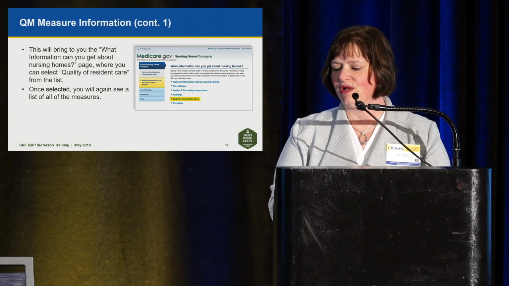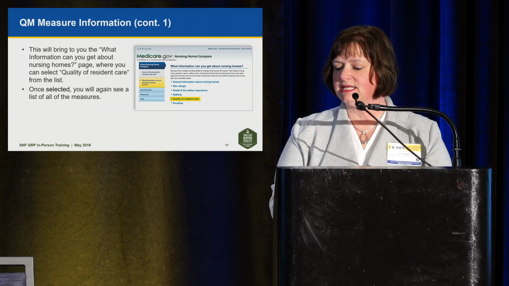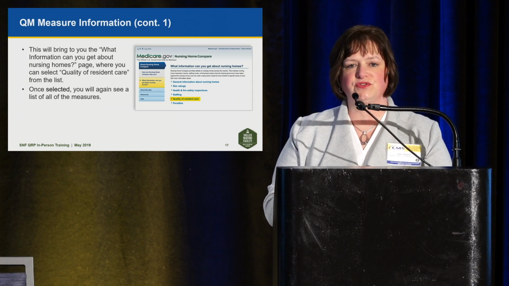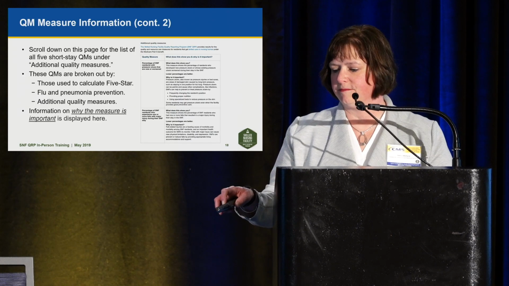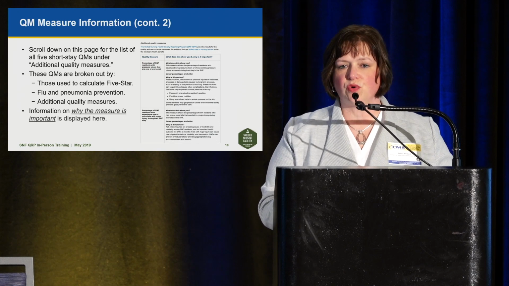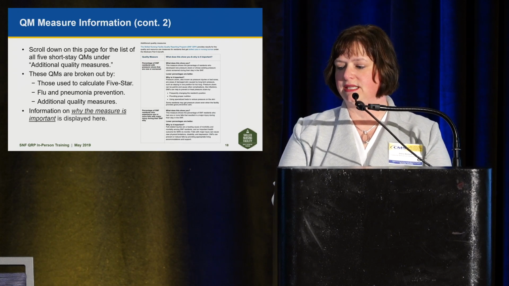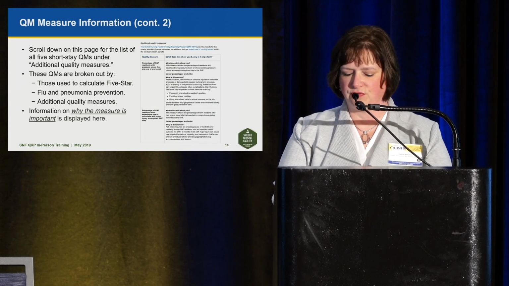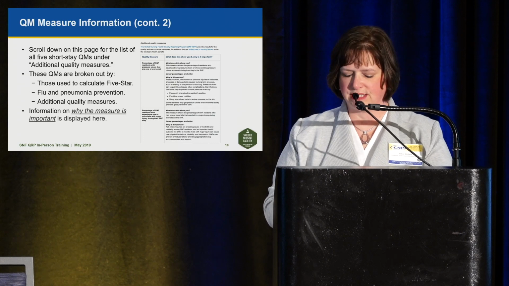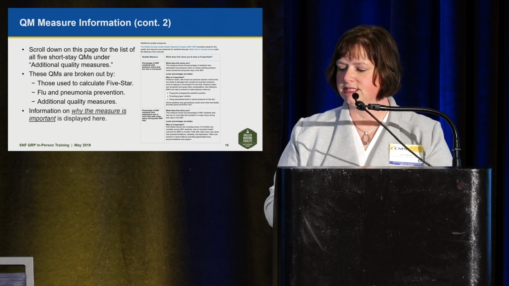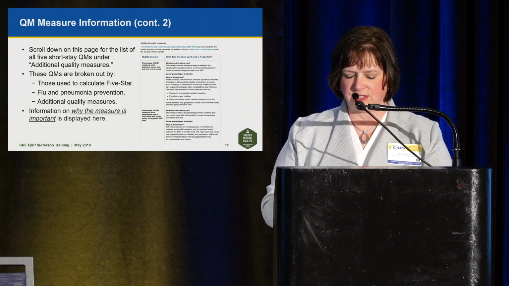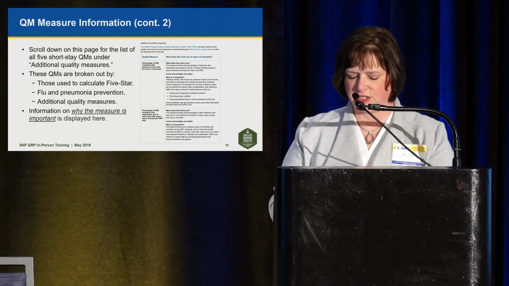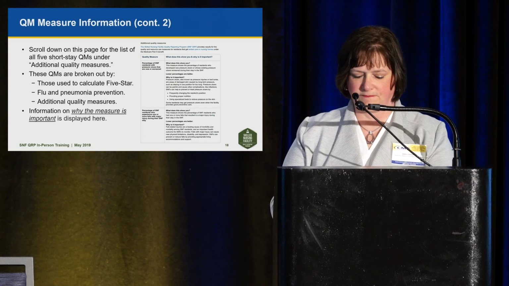You can see where the quality of resident care is listed in the list. Once selected, you will then again see a list of all the measures for the SNF Quality Reporting Program. If you scroll further down the page, you will see the SNF Quality Reporting Program measures. And in this example here, you will see that there are two measures listed: the percentage of SNF residents with pressure ulcers that are new or worsened, and the percentage of SNF residents who experience one or more falls with major injury during their SNF stay.